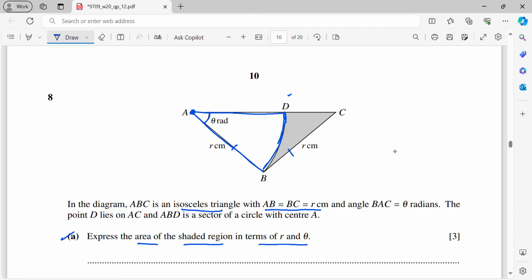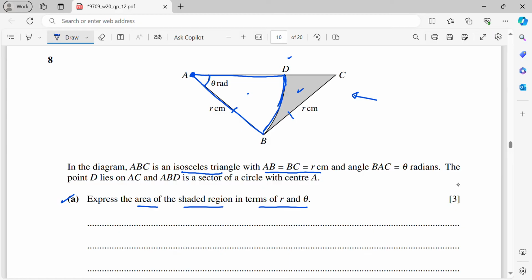Okay, so basically when you refer to this triangle, I would say that the area of the shaded region equals to area of triangle ABC minus area of the sector ABD. Okay, but now the problem is how are we going to get the area of the triangle? So now what I need to do is, you know that this is theta. Now I will draw a line, and define this as the midpoint.